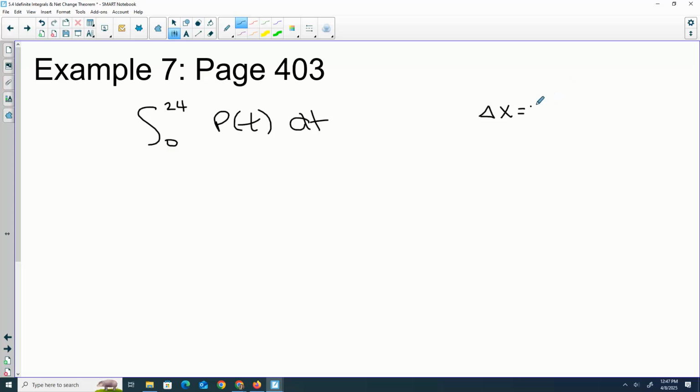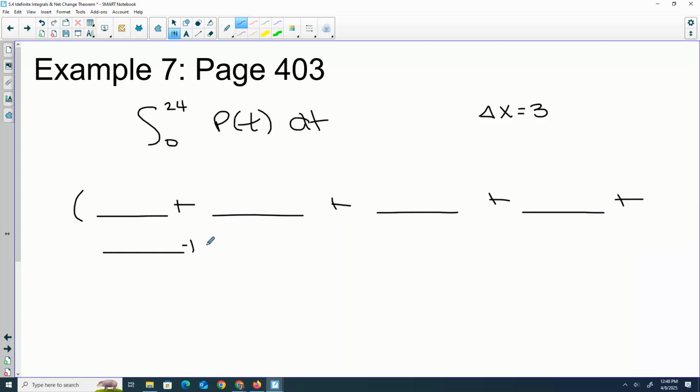3? Okay. So our answer will be slightly different if you're trying to compare to the book because we aren't necessarily doing the same thing. That means we're going to add up... How many things will we be adding if we go every 3 hours? 8. And what would I have to multiply all this by? 3, because my rectangles are 3 wide.